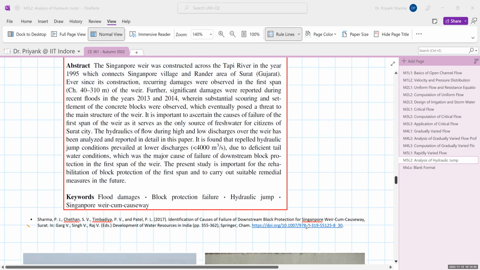The link is also provided. It is also available on ResearchGate, and you can also request the author if you want a copy of it. So we identified the causes of why that failure occurred.